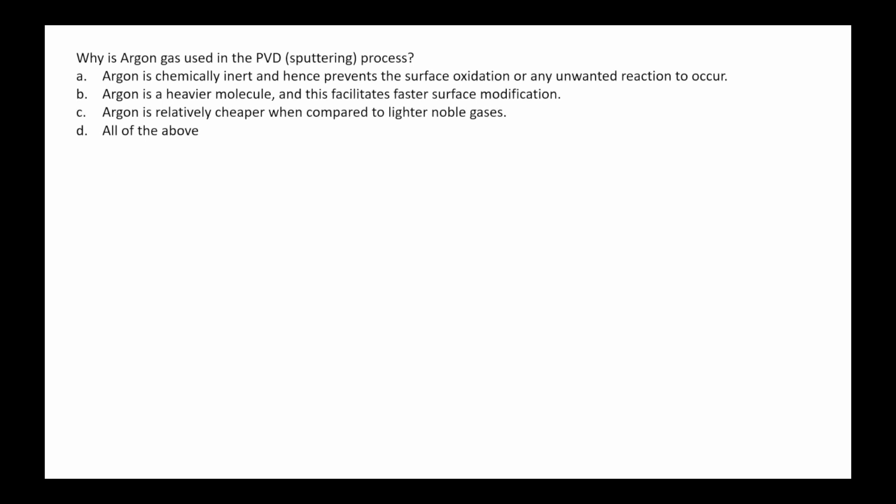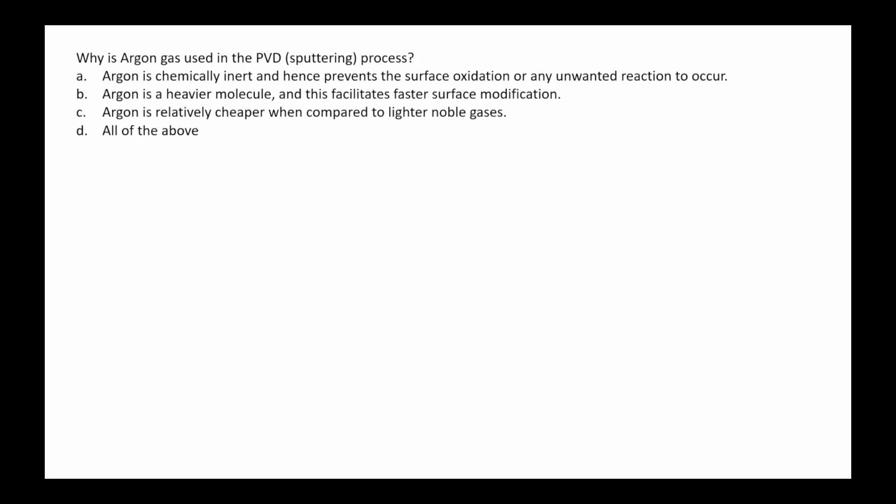Why do we use argon gas in a PVD, physical vapor deposition system, sputtering process, RF magnetron sputtering system, atomic layer deposition systems, thermal evaporation? Why do we use argon as a gas for the creation of the plasma? Why can we not use other gases, like oxygen, helium, hydrogen?